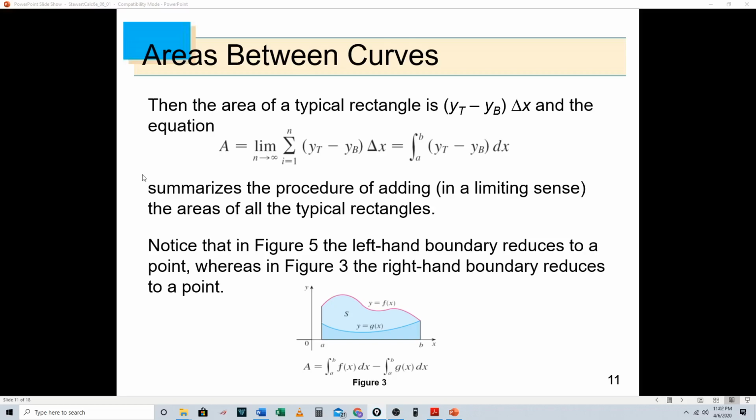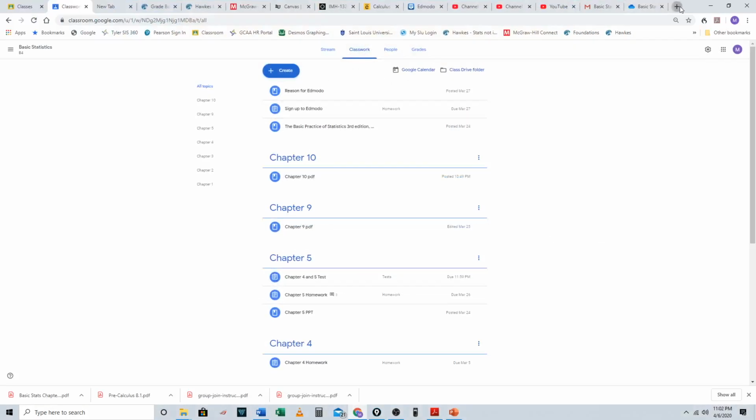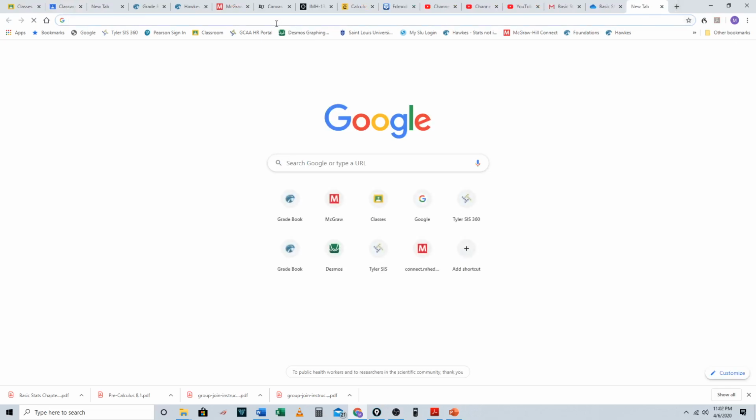Now I'm going to keep going. Here's the problem we run across. There may be instances where f of x and g of x trade places. So here's where this website is going to come into play so much.